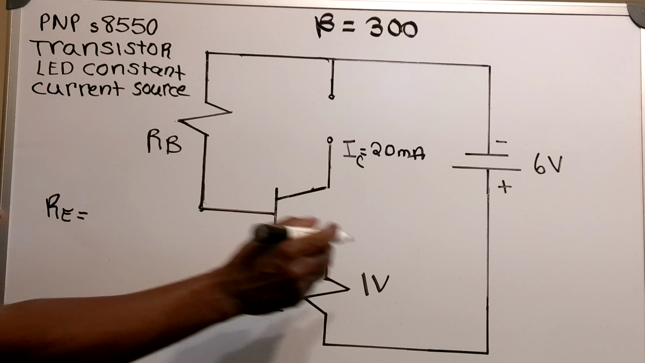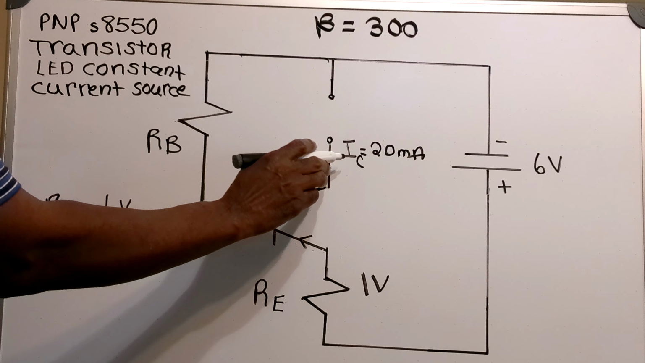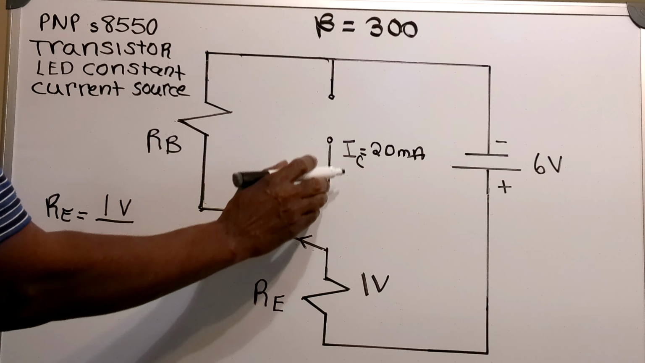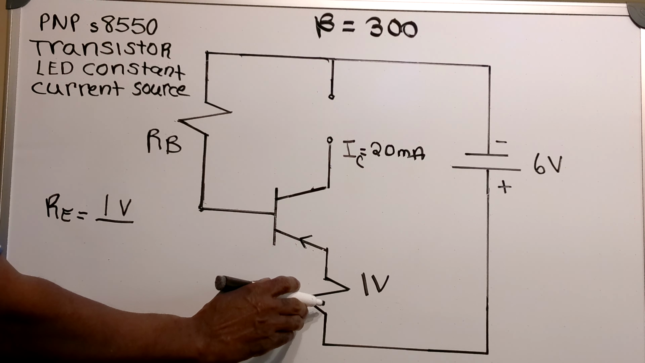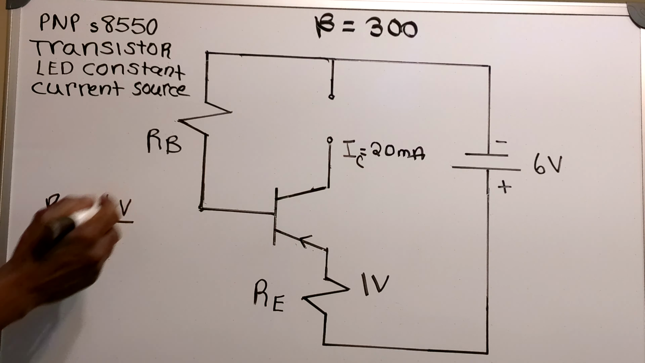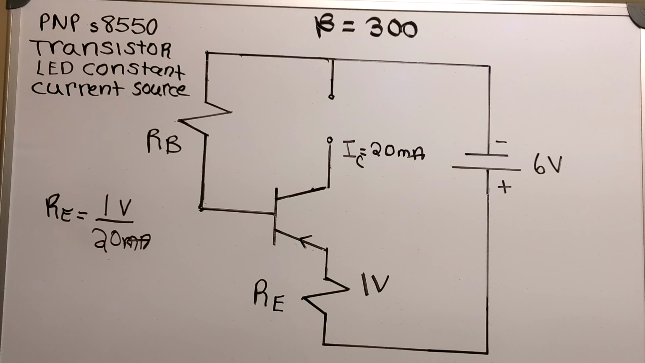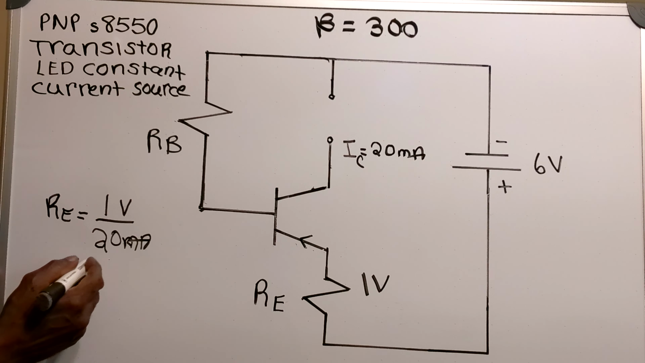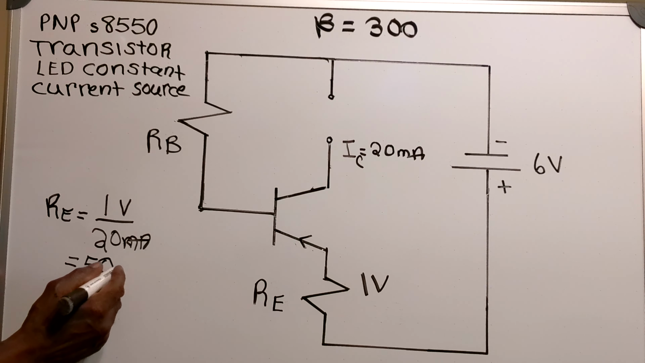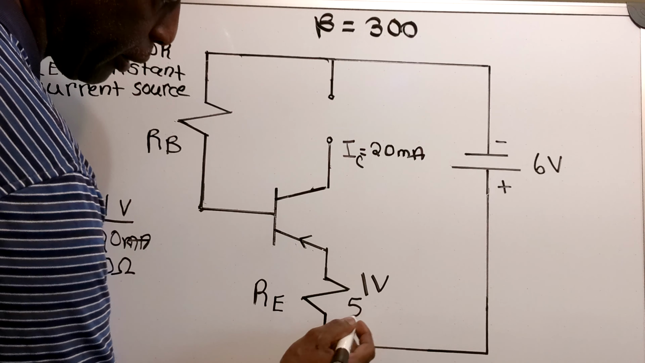RE equals 1 volt. Now, since I want the same current of 20 milliamps flowing through the emitter resistor, I will be dividing 1 volt by 20 milliamps. One volt divided by 20 milliamps will give me a resistor value of 50 ohms. So my emitter resistor is 50 ohms.